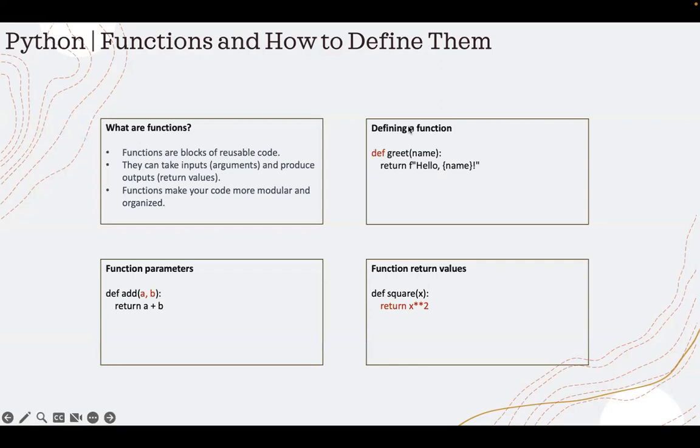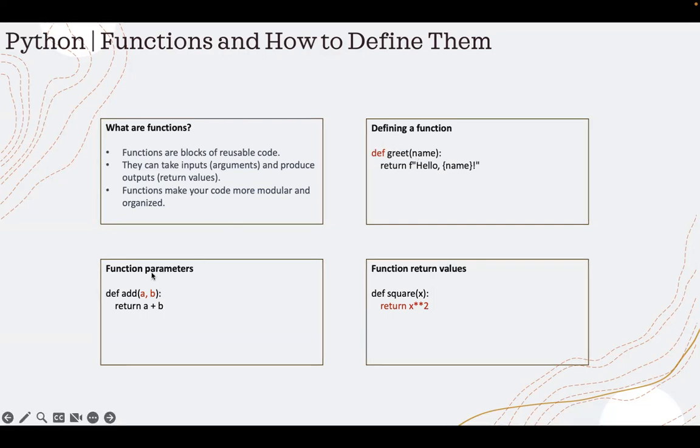So how do you define a function? def is the keyword, right, with which Python knows that now a function definition is coming. So def, then the name of the function. Let's say greet is the name of the function. Name is the argument. And this formatted text is what it is returning, right?